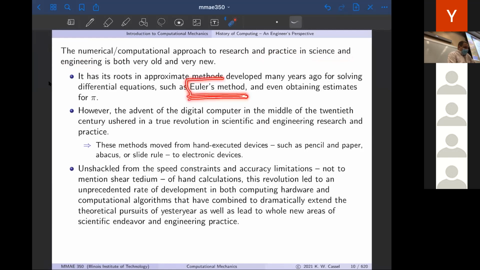And he has a method for solving differential equations that we still use today called the Euler method. So these approximate methods go way back, predating digital computers. Things like estimating values of pi, right? So pi, 3.14159, and it goes on forever. It's an irrational number, so there's an infinite number of digits of pi.